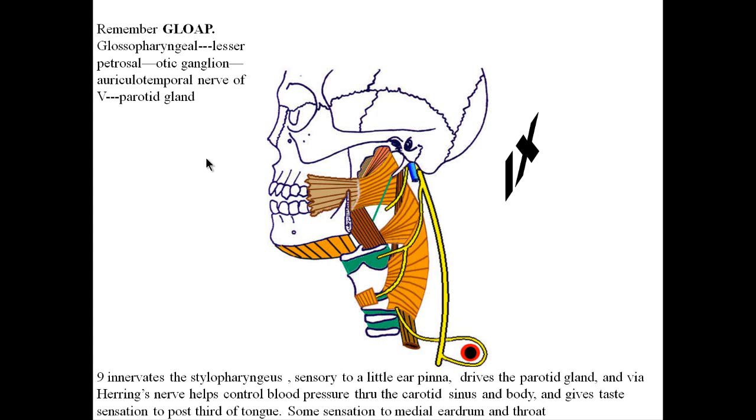Remember GLOPE, the glossopharyngeal nerve, 9, uses the lesser petrosal nerve to go to the otic ganglion. Out of the otic ganglion, fibers catch a ride on the auriculotemporal branch of 5 and then innervate the parotid gland. That's GLOPE. And that's 9, so you can read about that. Details here.